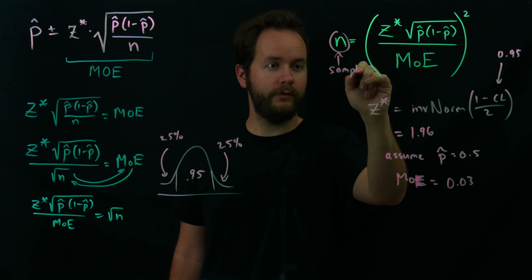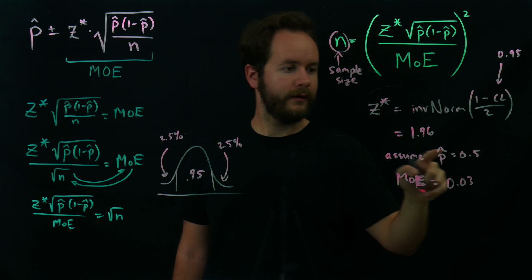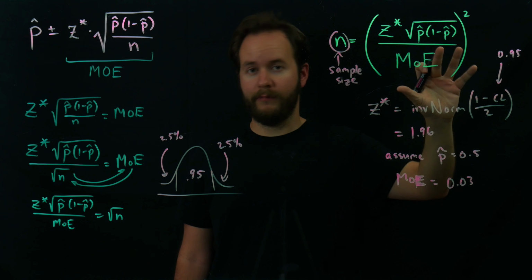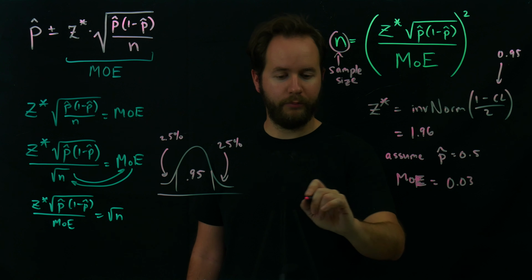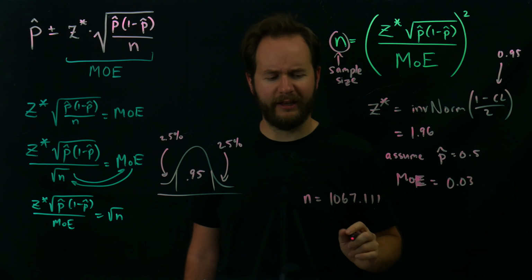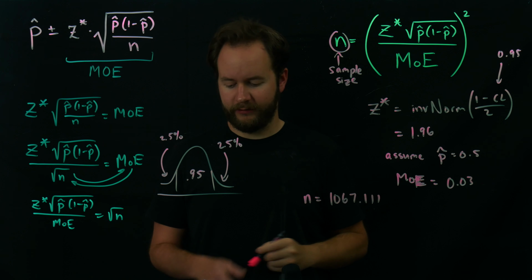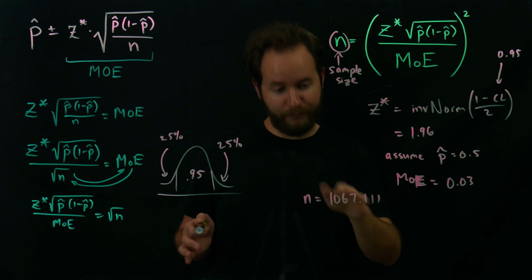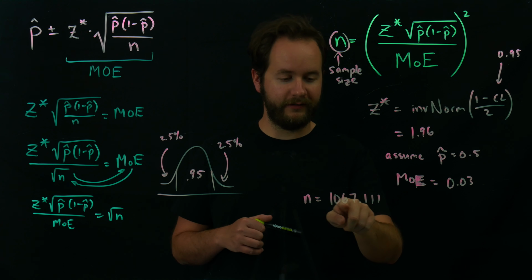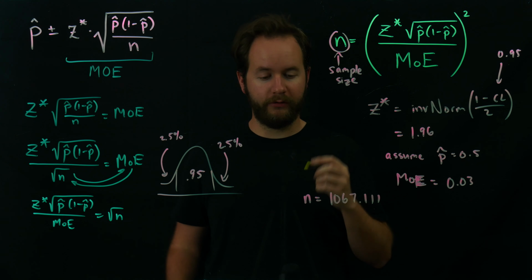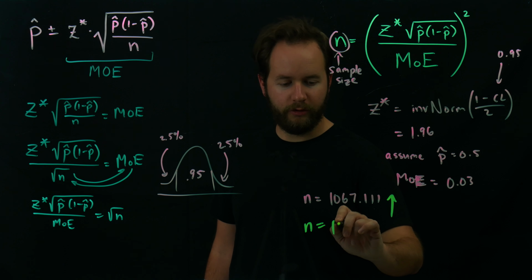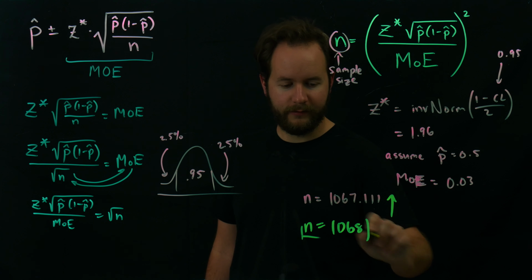So all I need to do is plug this number here, this number here, and this number here, and crunch the numbers. If I do that, I end up with n equals 1067.111 or something like that. But remember, n is a sample size, so it doesn't really make any sense for n to be a fraction of a number. You can't sample 1067.1 people. It's not possible to do that. So we always round this number up to 1068, and that is your answer.